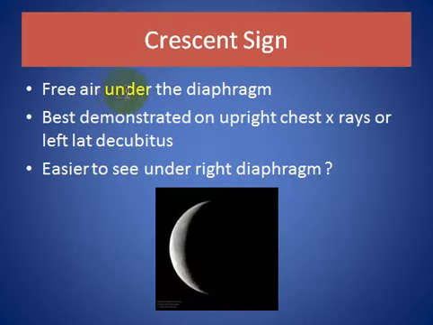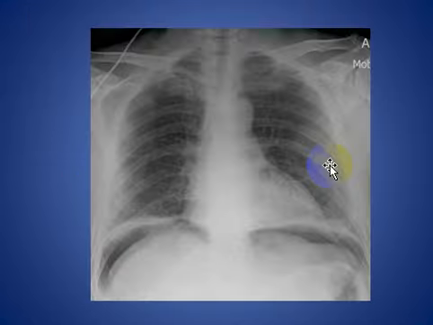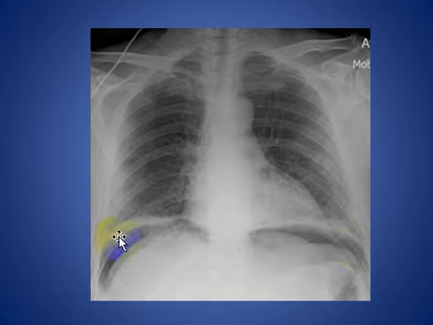Crescent sign, free air under the diaphragm, is demonstrated in the chest X-ray or lateral decubitus, easier to see under the right diaphragm. You know why? As we see here, free air under both the right and left hemidiaphragm, giving the appearance of a crescent shape.